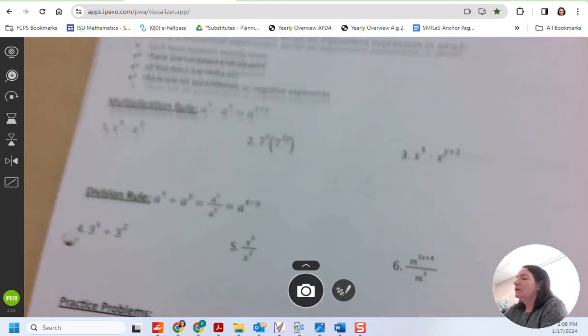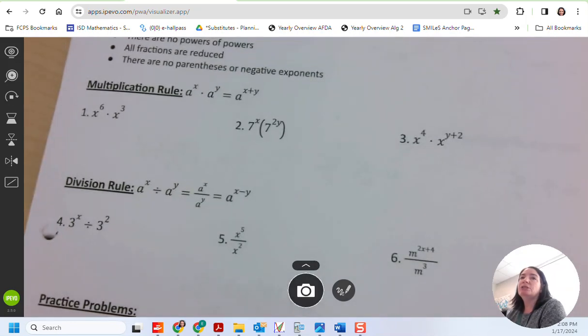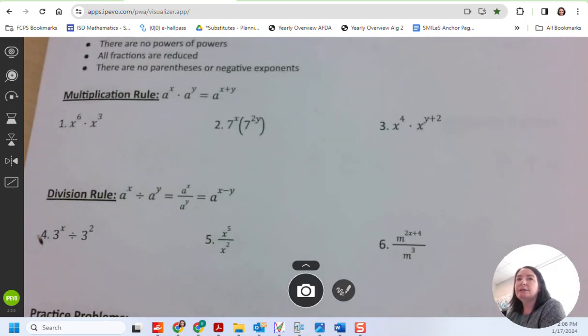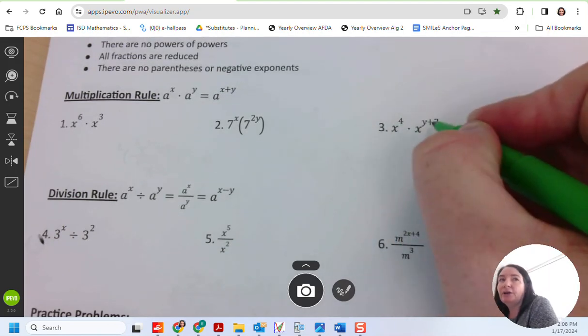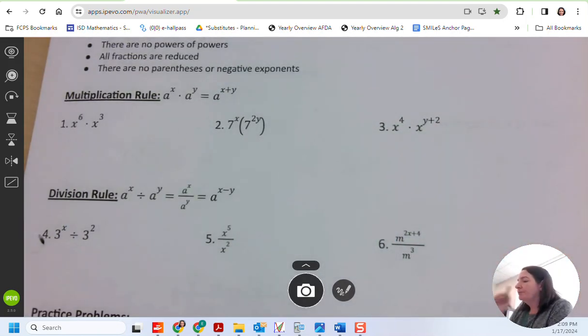In the beginning, the first thing we're going to do is practice the multiplication rule. I'm going to practice it with these two right here. So the multiplication rule stems from something very basic, which is this.